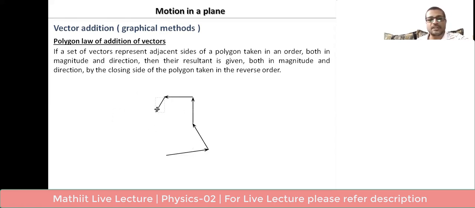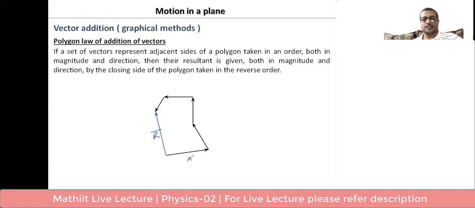Then take the fifth vector taken in an order. Now, the resultant is given by the closing side of the polygon taken in the opposite order, tail to tail, head to head. This is the result. Isn't this wonderful? Otherwise, you'll have to use triangle law for every pair of vectors, get the resultant, then add it to the next one, again get the resultant, again add it to the next one.